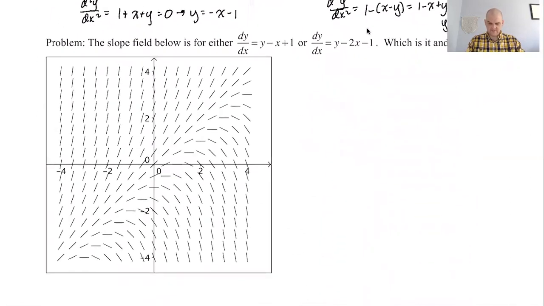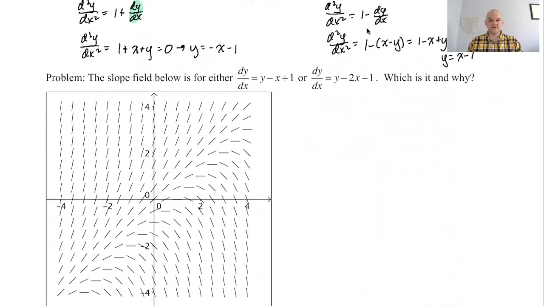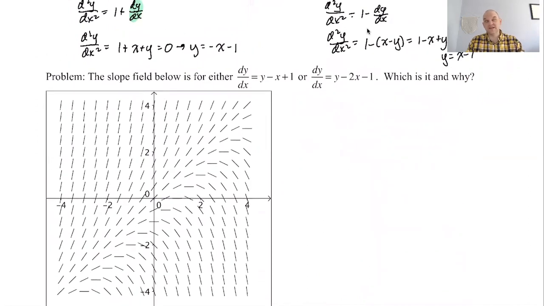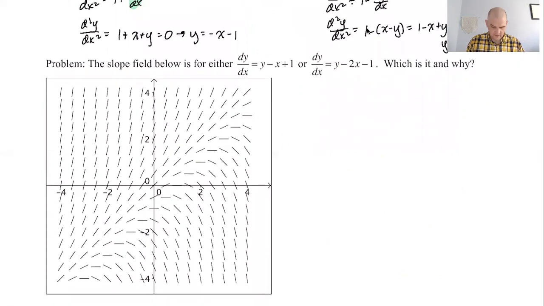All right, let's look at this. So we have one slope field, we have two differential equations. We're going to try to decide which is which, and why. So what could we do? I mean, one strategy is to look for slopes that are 0. When the slope is 0, I think we are on, so kind of like here.